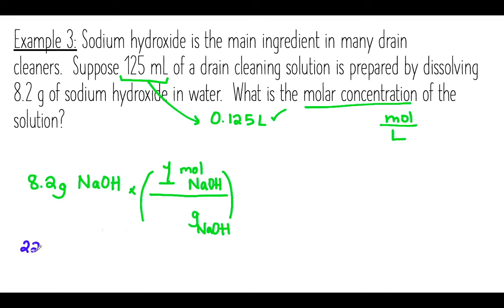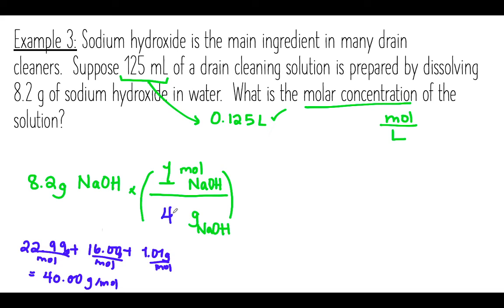Sodium has a molar mass of 22.99 plus oxygen has a molar mass of 16.00 plus hydrogen has a molar mass of 1.01. Again, all of these are grams per mole. So if I add all of these up together, 22.99 plus 16.00 plus 1.01 will give me a molar mass of exactly 40.00 grams per mole. So for every 1 mole of NaOH, there are 40 grams of NaOH.